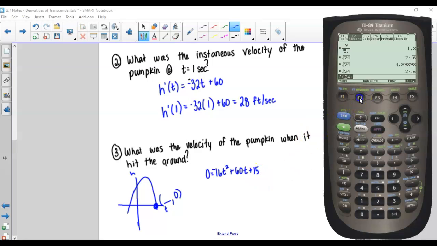So if you click F2, which is algebra up here, you want to solve. So you're going to put solve right here. And so you're going to type in your equation. So 0 equals, I can use a t if I want, I'm just going to use the x because it's just easier to type in. So negative 16x to the second plus 60x plus 15. And then whenever you're solving an equation, if I just put my parentheses here and hit enter, I'll get an error. It says too few arguments. So I'm going to go back.